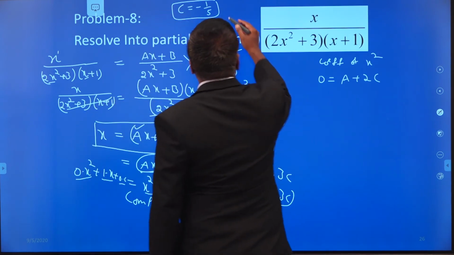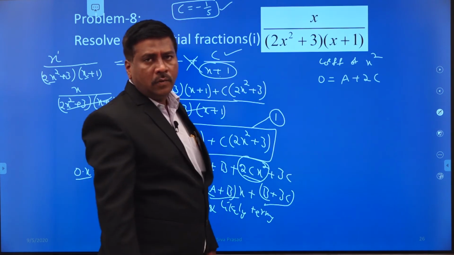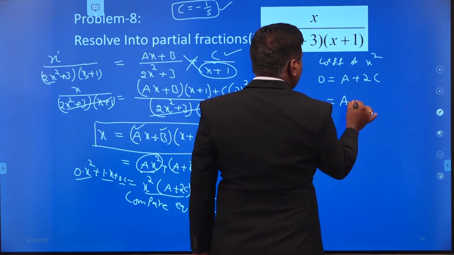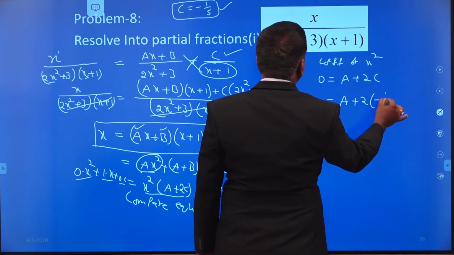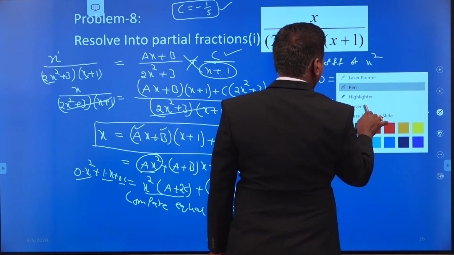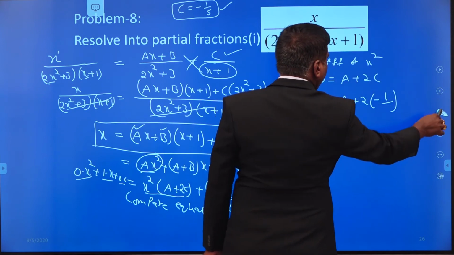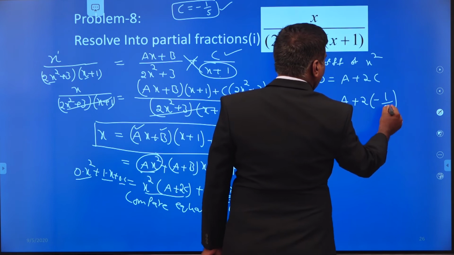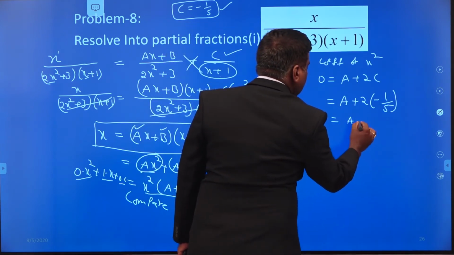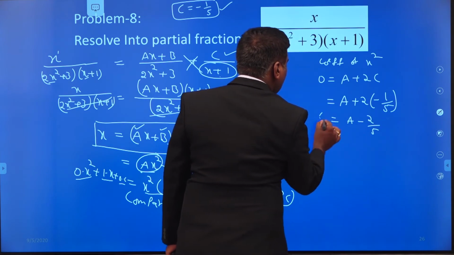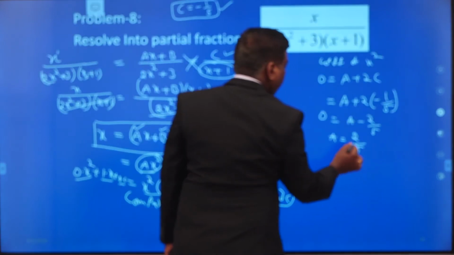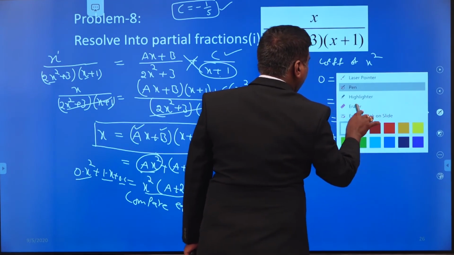Here also we will get the value for c. C equal to minus 1 by 5. Therefore, that value I substitute: a plus 2 into minus 1 by 5. Now this is equal to a minus 2 by 5, and that value is equal to 0. Then automatically we will get the value for a is equal to 2 by 5. A is equal to 2 by 5.